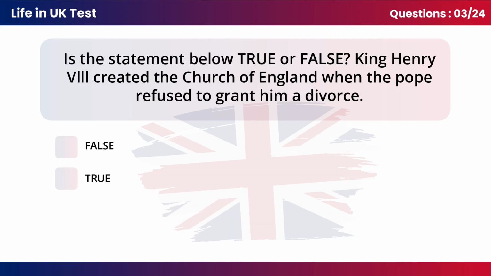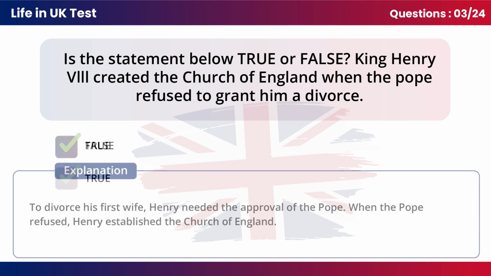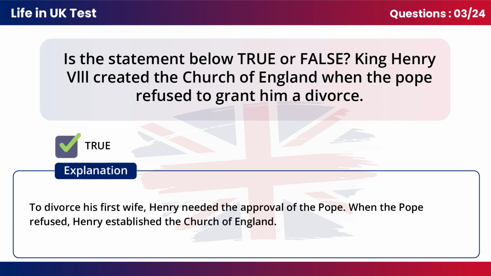Question 3. Is the statement below true or false? King Henry VIII created the Church of England when the Pope refused to grant him a divorce. True. To divorce his first wife, Henry needed the approval of the Pope. When the Pope refused, Henry established the Church of England.